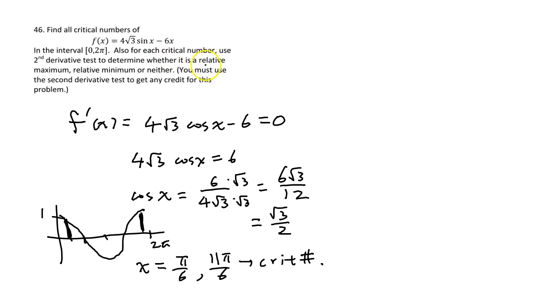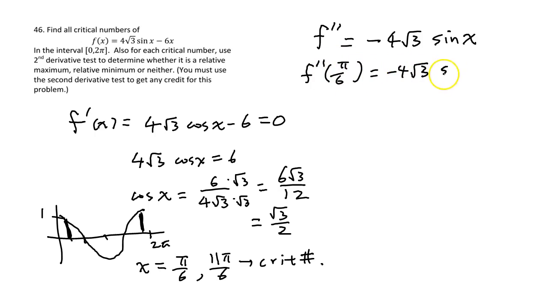Now, for each of the critical numbers, we have to use the second derivative test. If we don't use the second derivative test, the problem says we can't get any credit. So let's use the second derivative. I have to differentiate this one more time. Cosine differentiates to negative sine, so it's negative 4 radical 3 sine of x. Negative 6 differentiates to 0 because it's a constant. Now let's evaluate at each point. F double prime at pi over 6 is negative 4 radical 3 times sine pi over 6. Sine pi over 6 is 1/2.